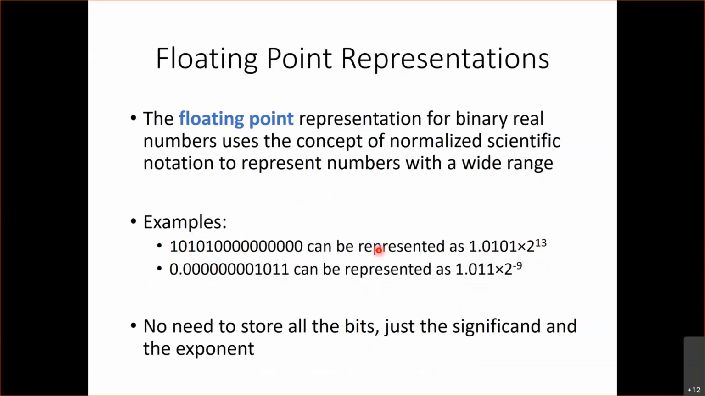And now that we've done this, what we can do to store this number is simply store the significand and the exponent. And we even said that this number, this 1 here to the left, is always there, so it's redundant to store it. So really, we only need to store the numbers to the right of the significand and the value of the exponent. And this is exactly what we did in floating point numbers.